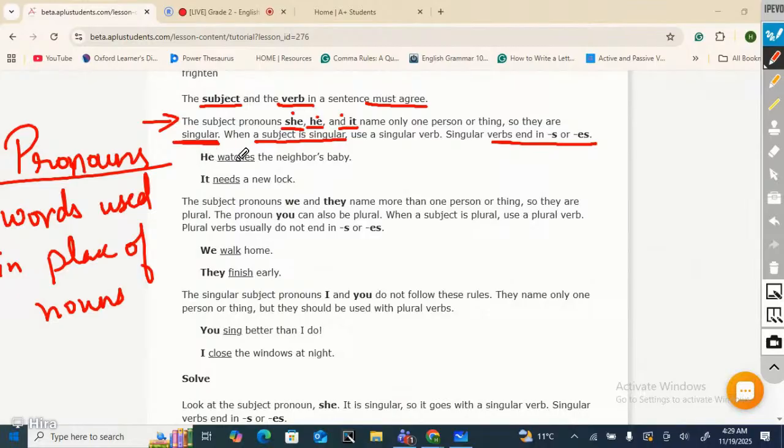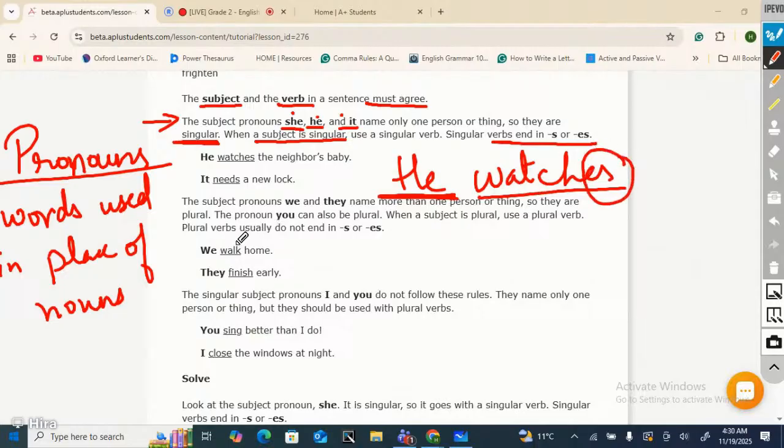He watches. I will write subject and verb, he, not the rest of the sentence. He watches the neighbor's baby. Who watches the neighbor's baby? He. He is used in place of a noun, one person's name, because it's singular. So he is a singular pronoun, or you can say singular subject. So if the subject is singular, we use a singular verb, watches, which ends in es.